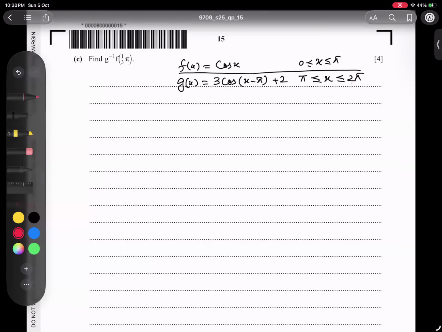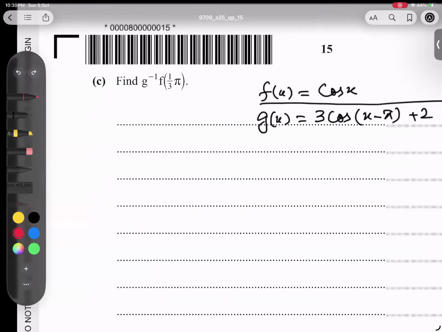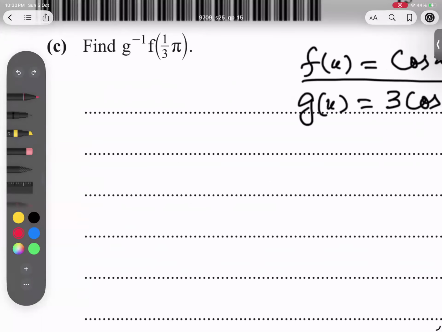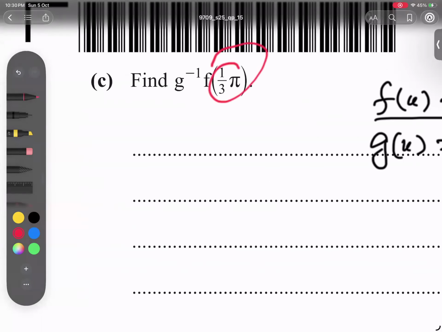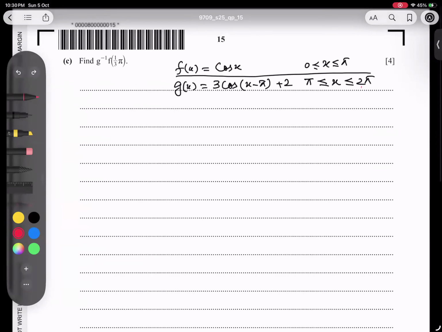So part C, we have to find what? g inverse f of pi by 3. I brought both functions from behind, and we can see here. So what is the rule? Plug in pi by 3 in the f function. This will go first in the f function, and the result goes into the g inverse function. But do we have a g inverse function? No, not at all. So first of all, I'll find the g inverse function.